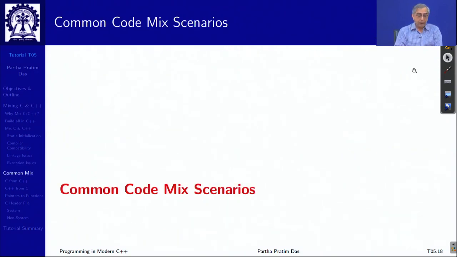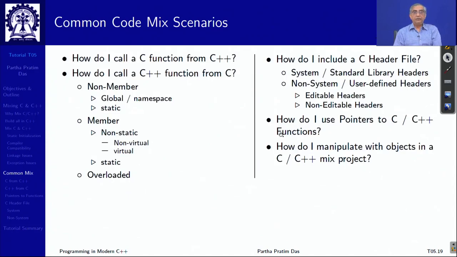So, some of the common code mix scenarios. So, we have three basic rules: compile main by the C++ compiler; the C and C++ compilers must be compatible, their libraries, runtime, all must be compatible; and third is link with the C++ linker, right, and use extern C as and when required to guard. So, with that I have listed here some of the common scenarios. Obviously, how do you call a C function from C++?